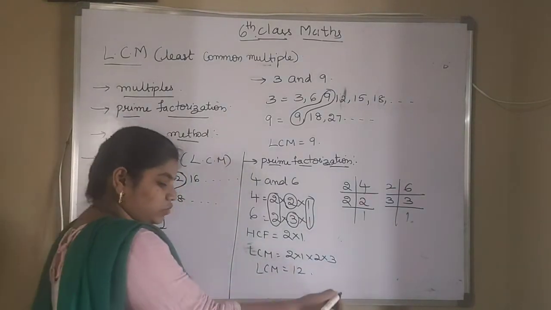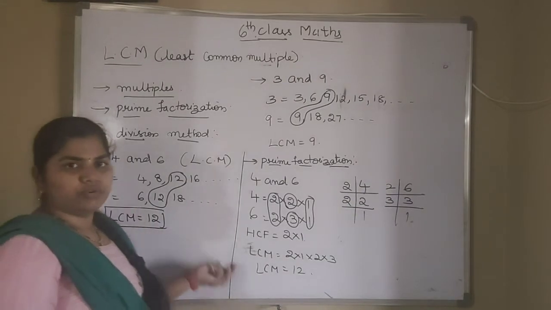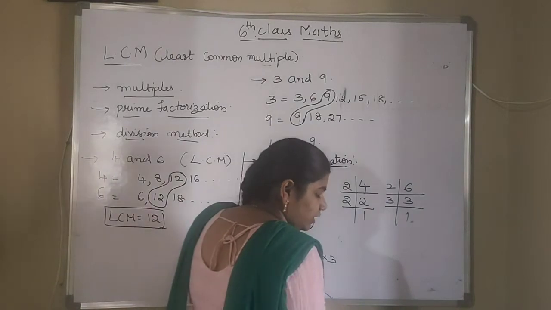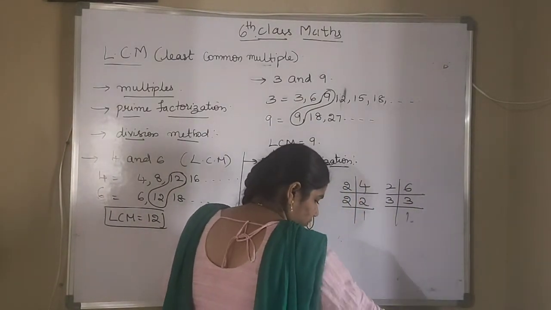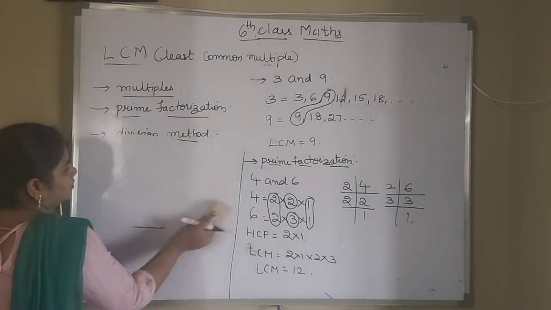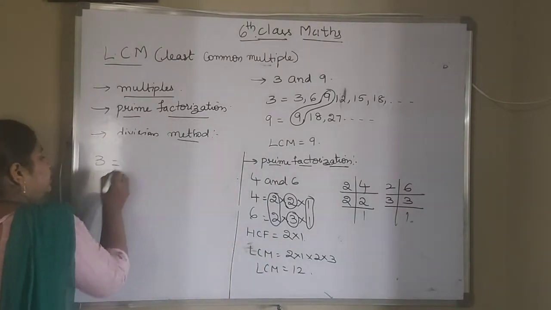Okay, like this you can do for three numbers, 3 different numbers, 4 different numbers, and so on. So once again we will see this one now. You will check whether you get the same answer or not. So what is that number? 3 and 9. By using prime factorization method I am using 3, 9.